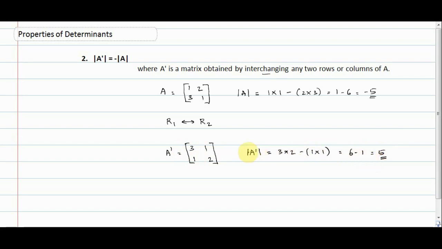So we can see that the determinant of A prime is equal to minus of determinant of A. Determinant of A is minus 5, so minus of minus 5 is plus 5, which is what we are getting as determinant of A prime. So this proves that the determinant of a matrix obtained by interchanging any two rows or columns will be equal to minus of determinant of the actual matrix. Okay, so this is what property number 2 says. Now let's move on to property number 3.